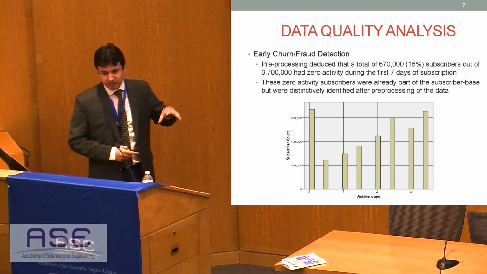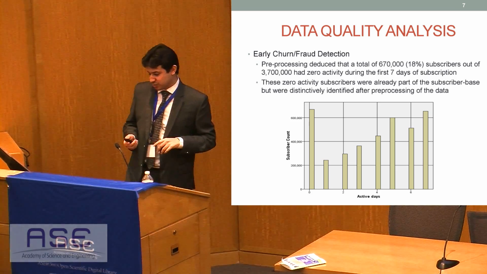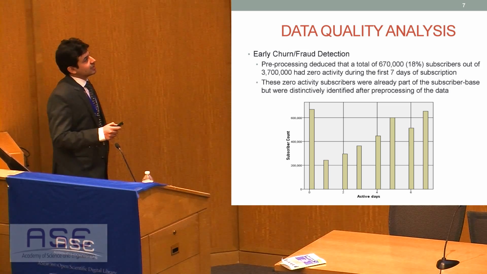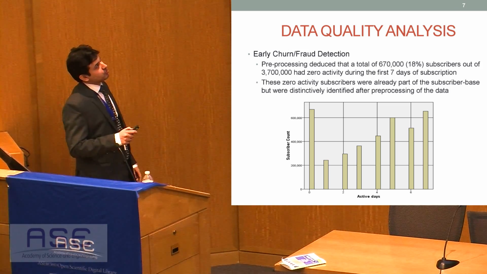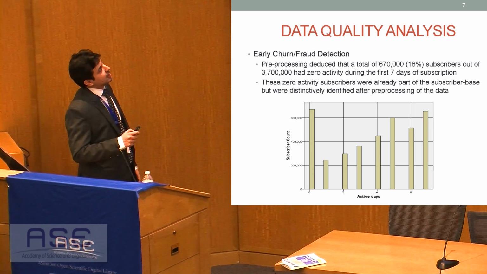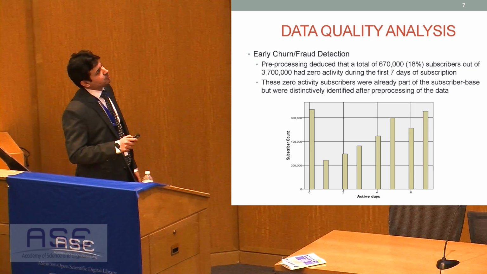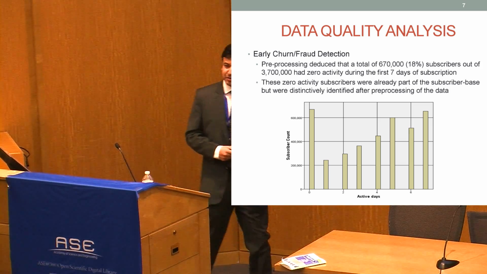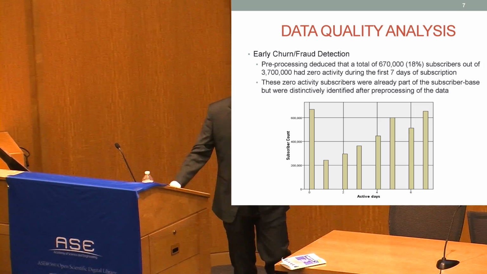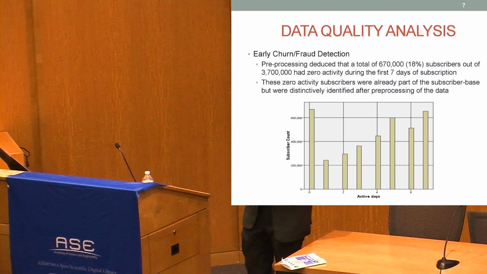I'll discuss some of the major things we found in the data. You see, this is 0 active days. We had data of 3.7 million, and out of these, around 18% of the people didn't do any activity. For example, you get a new activation, a new number, and you just put the number aside and don't do anything. Does it make sense?